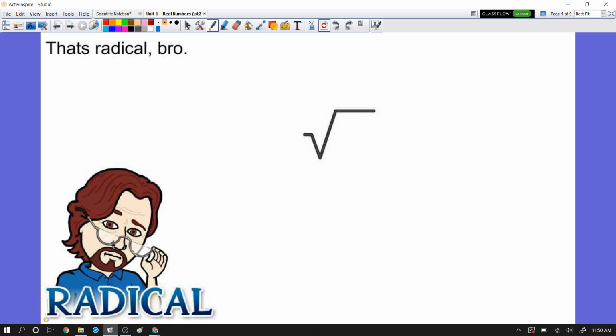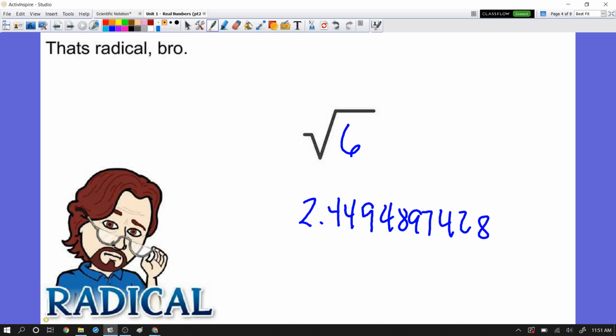So let's talk about 6. We know that 6 is not a perfect square. So if you know it's not a perfect square, it's irrational because the only thing you can take the square root of is a perfect square. And we already know that the perfect squares, 6 is not one of them. 36 is, and then the square root of 36 is 6, but the square root of 6 is 2.4494897428. And, you know, I guess that's where you could think of it as radical, bro, because that's pretty crazy.